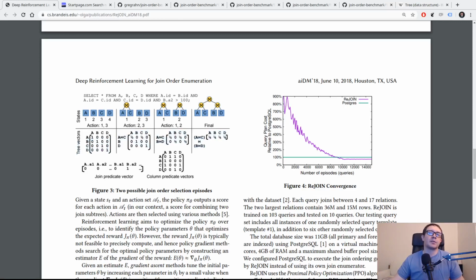Each step of the episode, these tree vectors decrease in the number of rows. So that's kind of an interesting problem. I don't quite know how they're going to solve that. The other thing is that you're dealing with a matrix here, a vector here, matrices here, and a vector there. So how would you deal with that?